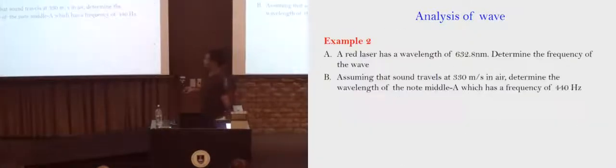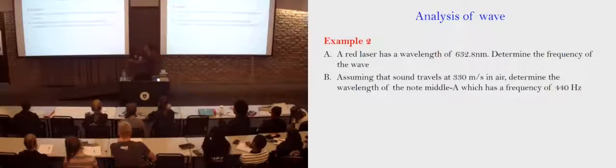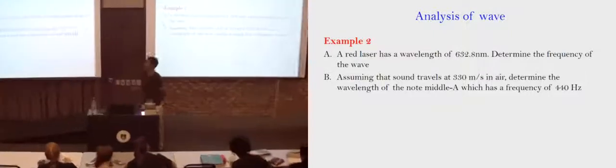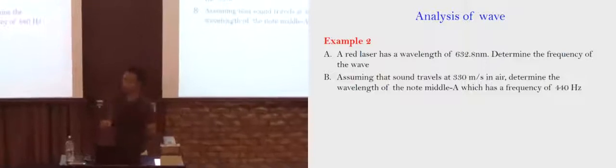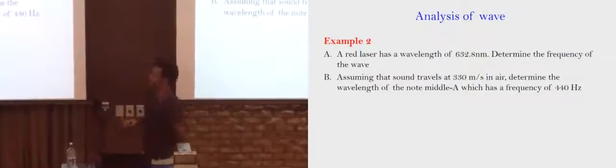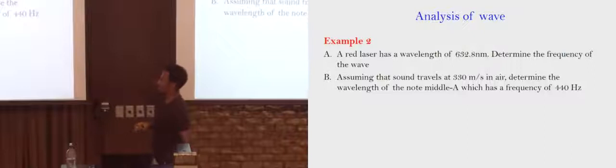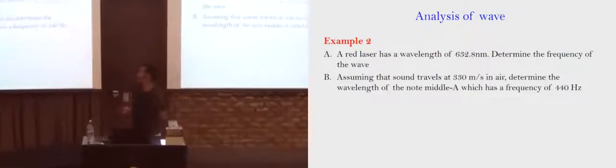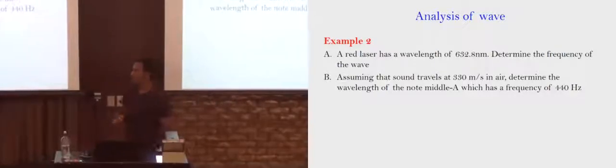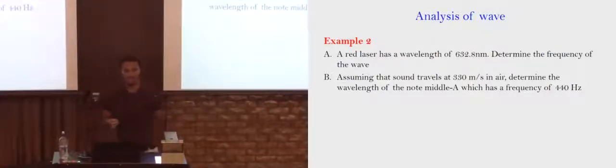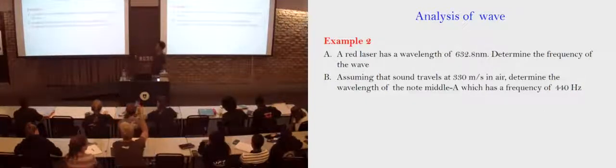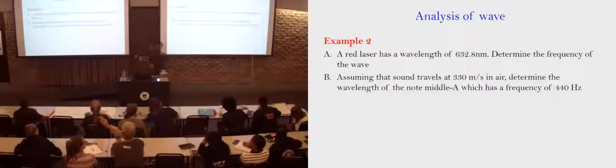So these are the basic parameters that are used to explain waves. As an example, you can do this exercise. A red laser has a wavelength of 632.8 nanometer. You are asked to determine the frequency of the wave. The second example, assuming that sound travels at 330 meters per second in the air, determine the wavelength of the note middle A, which you can find on the piano, which has a frequency of 440 Hertz.